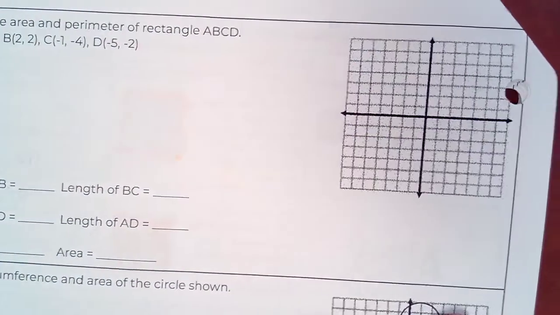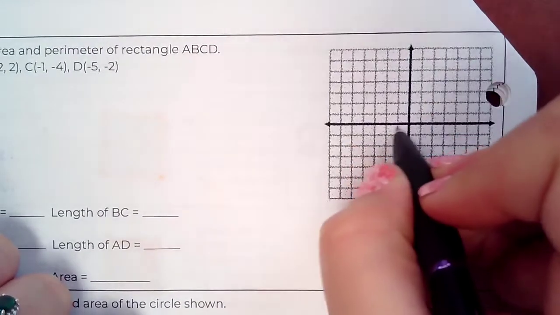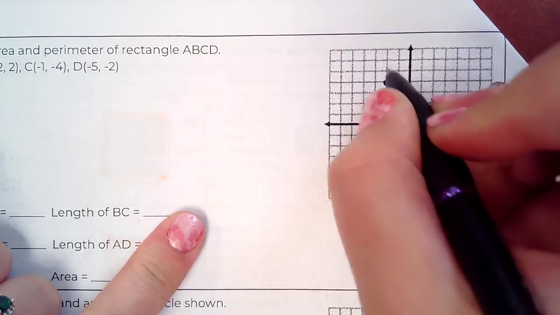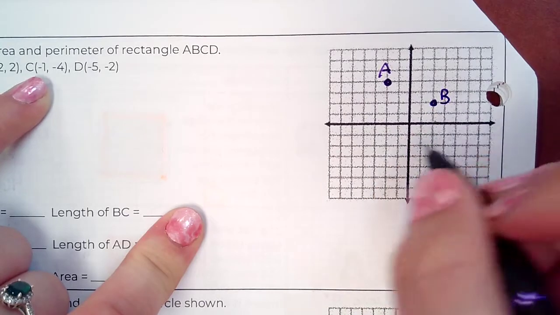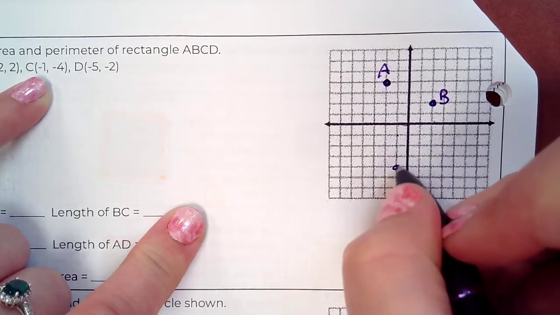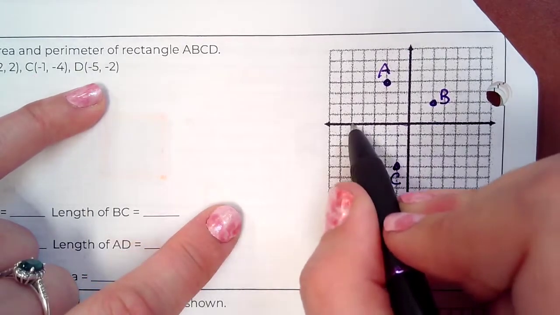Find the area and perimeter of rectangle ABCD. So A is negative 2, 4. Left 2, up 1, 2, 3, 4. B is 2, 2. C is negative 1, negative 4. And D is negative 5, negative 2.